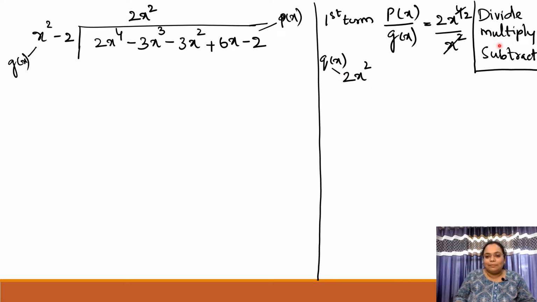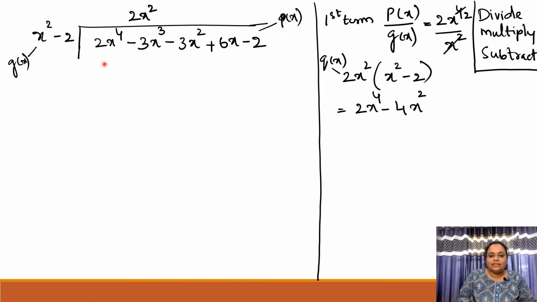Now you need to multiply 2x square with g of x, which is x square minus 2. 2x square multiplied with g of x, that is x square minus 2, you get 2x power 4 minus 4x square. Now write this here, which is 2x power 4.